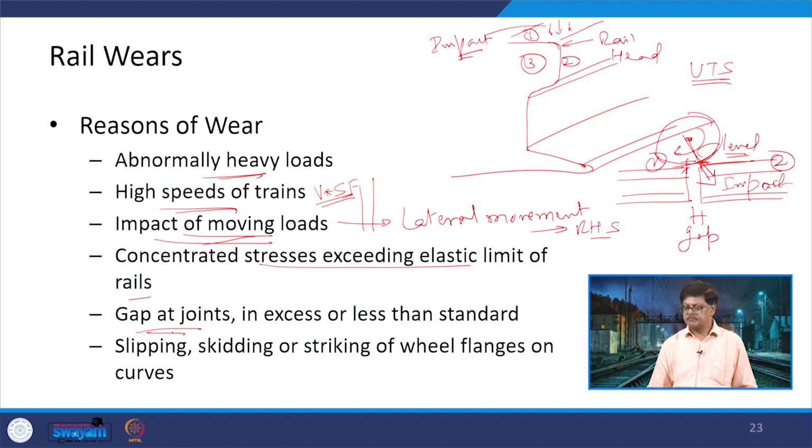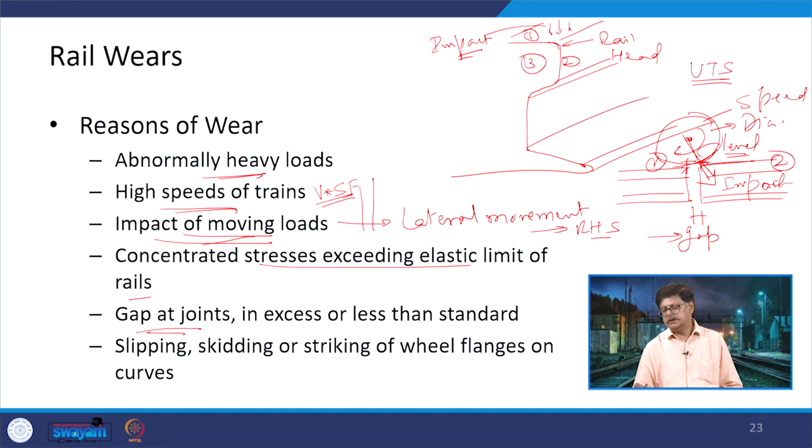Gaps at the joints, as I was discussing about this. So, if the gap is more, and along with that not only the speed, but the diameter of a wheel.